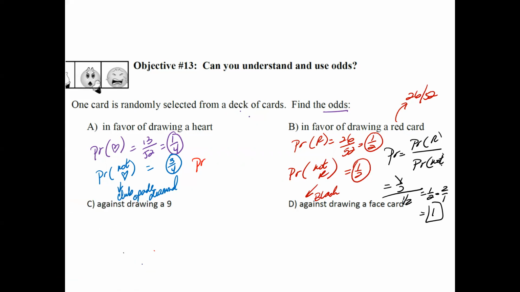All right, I'm going to have you try letters C and D. I'm just going to tell you that your answer is going to be 12 to 1 for C, and your answer is going to be 10 over 3 for D.